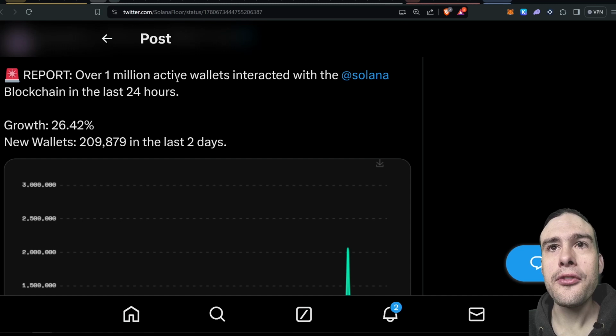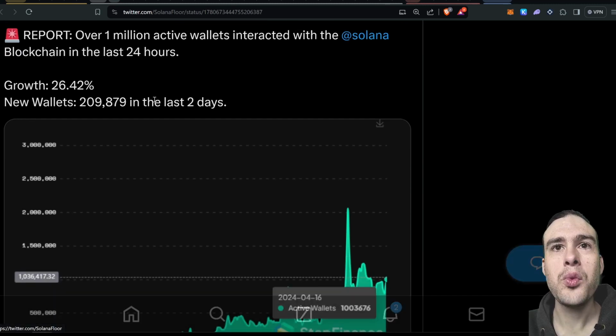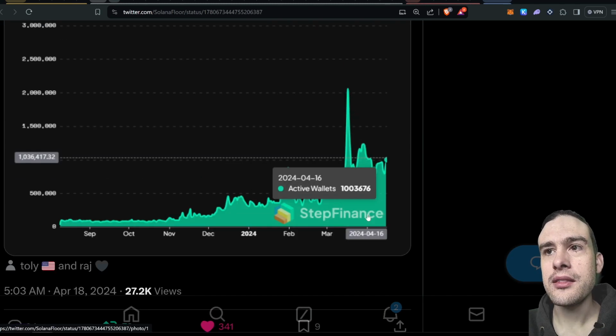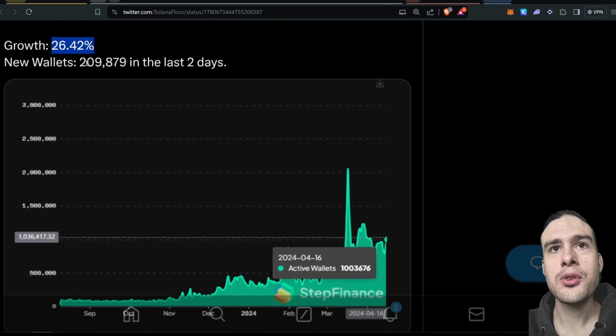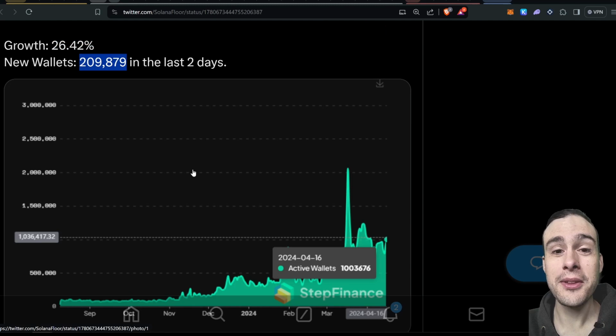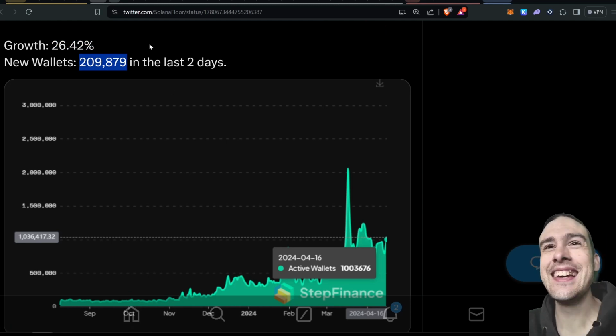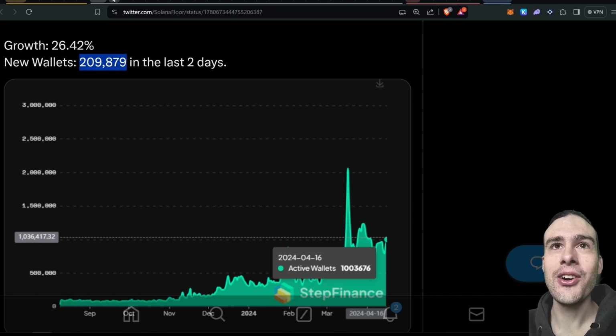Reports say over 1 million active wallets interacted with the Solana blockchain in the last 24 hours. Wow, that's crazy. So 26% growth. Look at this. That's probably compared to the last few days, I suppose, 26% new growth. And 200,000 new wallets. So people coming into Solana, welcome. Welcome to the ecosystem, and welcome to one of the best blockchains on the planet.